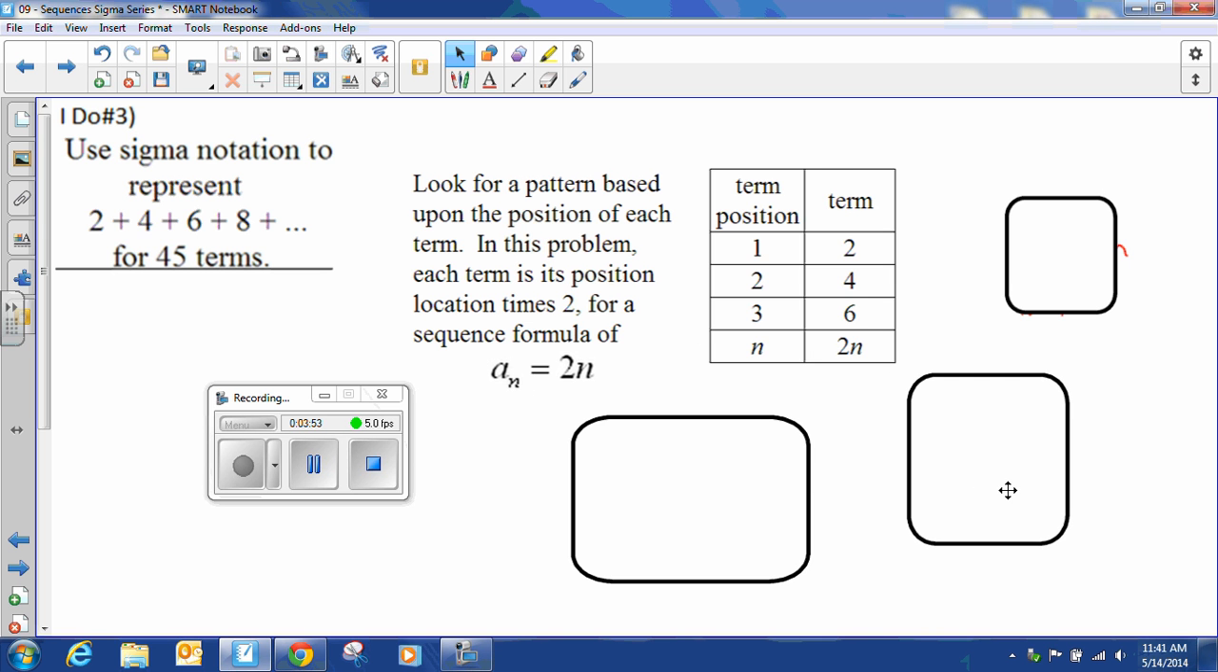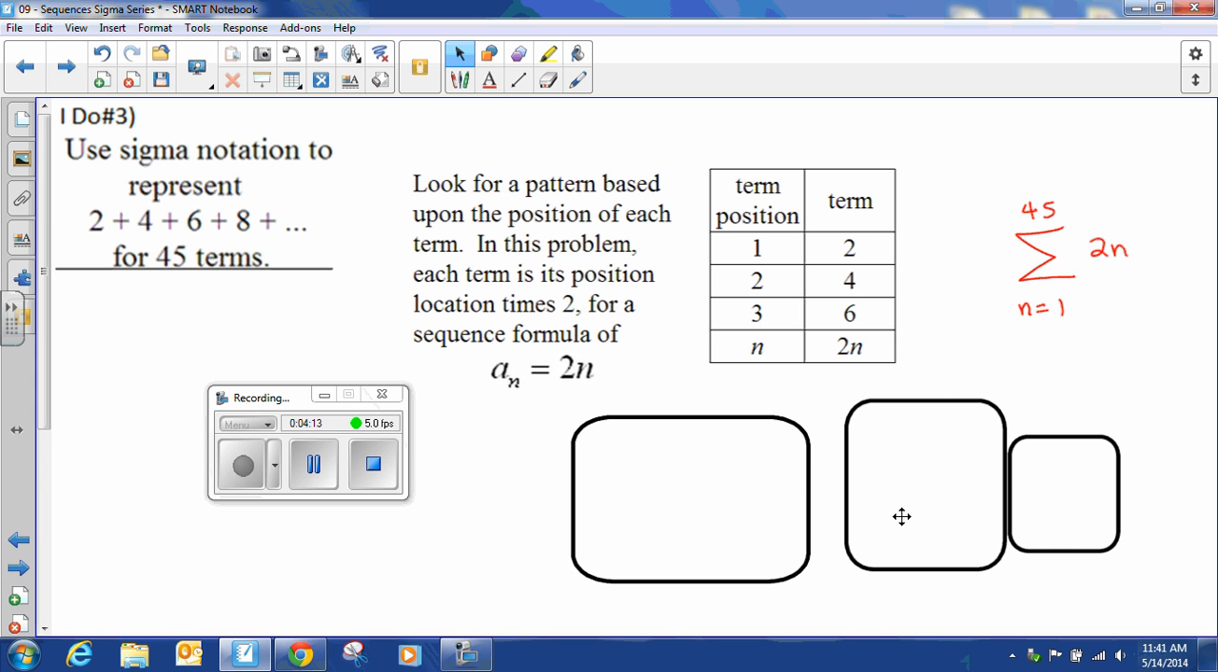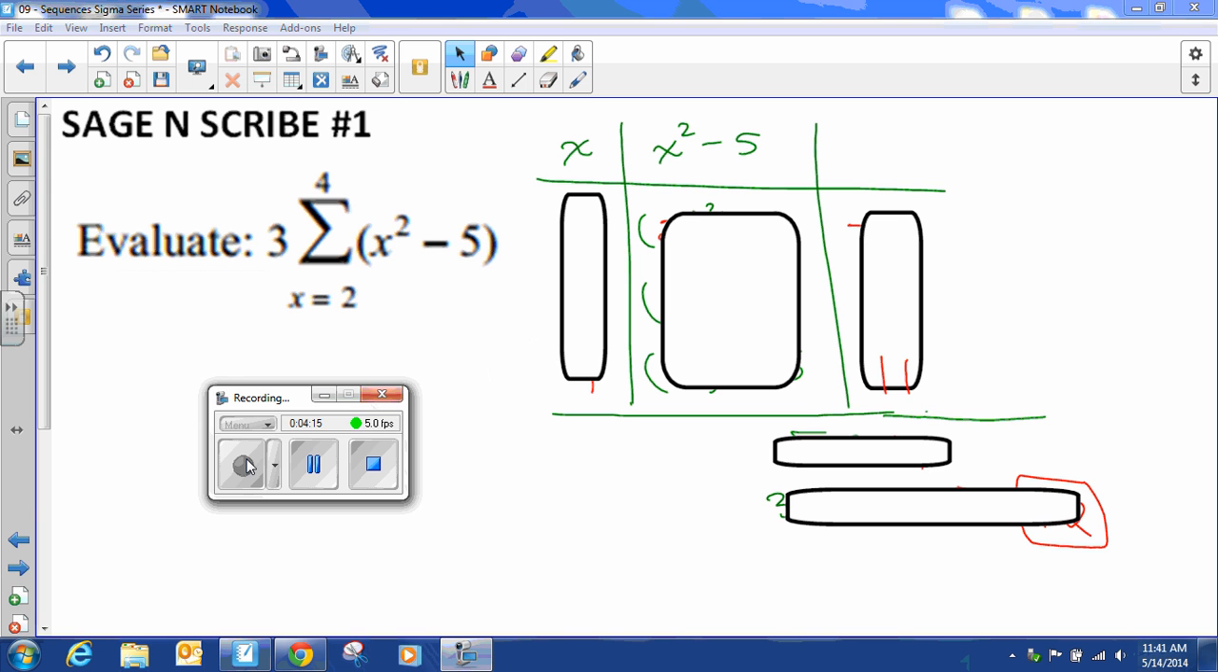So here it is in table form. The first term is 2, second term is 4, third term is 6. And the nth term is 2n. So therefore, sigma notation would go from the first term to the 45th term, and the sequence formula is 2n. Sage and scribe number 1.